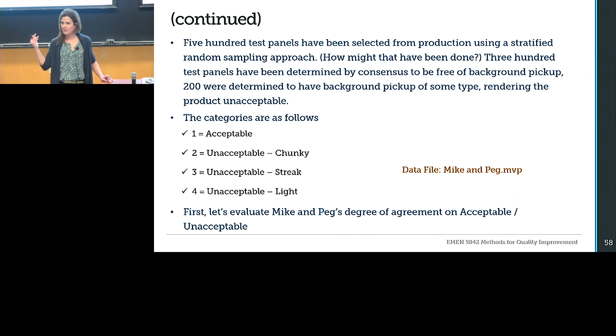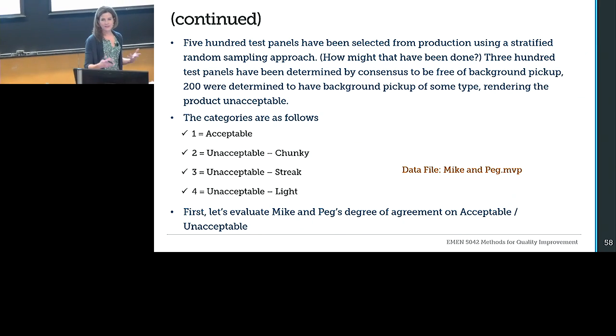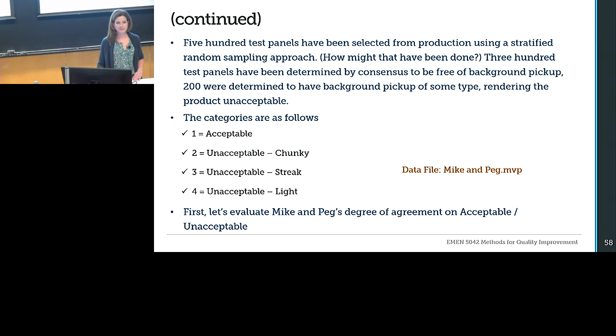Every once in a while, my printer decides to clean itself. Anybody else have a printer like that? Okay, you know what I'm talking about with printer services. You just kind of like, I don't really understand. I just want it to print my stuff. Really, that's all I want. I don't want to see chunky. I don't want to see streak. I don't want to see light. I don't want to see any of that. I just want it to work the way I want it to work so I can read it.